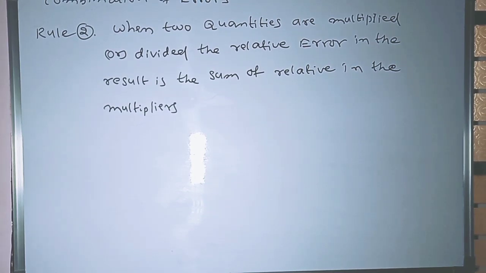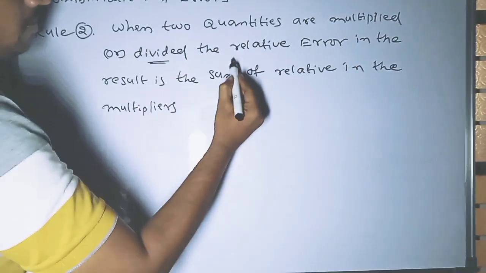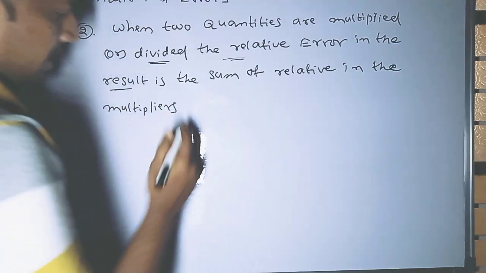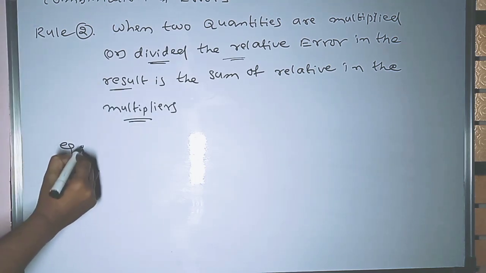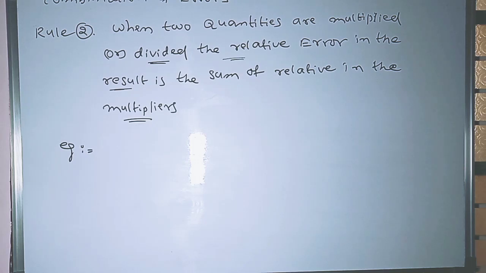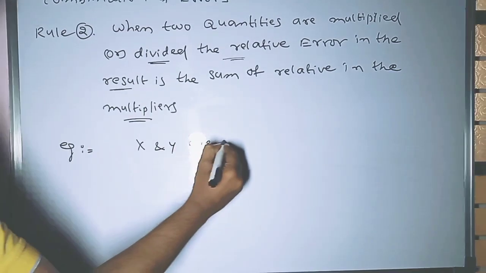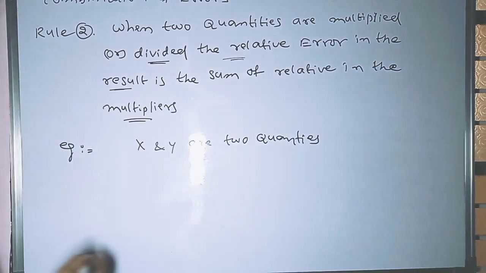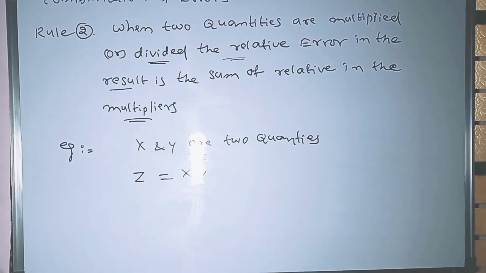This is the second rule. When two quantities are multiplied or divided, then the relative error in the result is the sum of the relative errors in the multiplier. So we go with an example. For example, take two quantities x and y. Then the resultant is Z, where Z is equal to x into y.